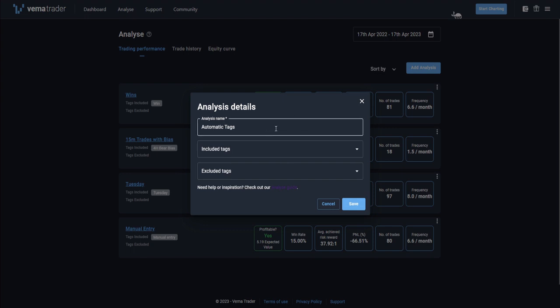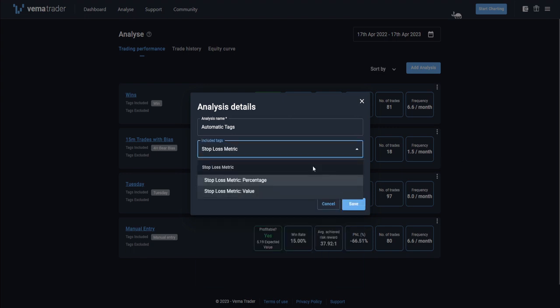The next automatic tag that we have is the stop loss metric. So this one measures or looks at, what did you use for your stop loss? Did you set a fixed value, $20,512, or did you use a percentage, 3% from entry, put my stop loss there?